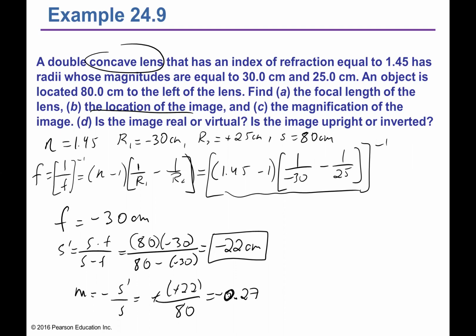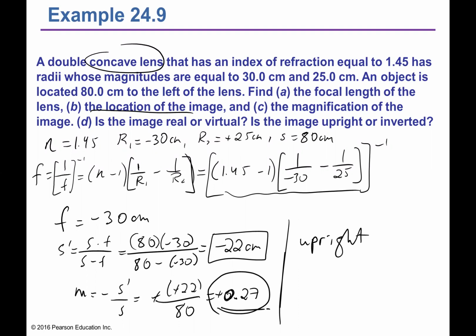So a positive 0.27. Positive means it's upright. 0.27 means, since it's less than 1, it is smaller. Did you expect that to be smaller? Well, remember, concave gives you a virtual smaller image always, right? So you should have expected that. And is the image upright or inverted? You can get it from here, right? So basically, if it's positive, it is upright.